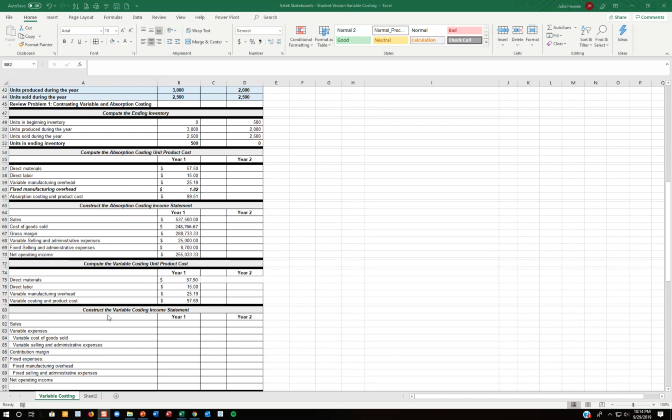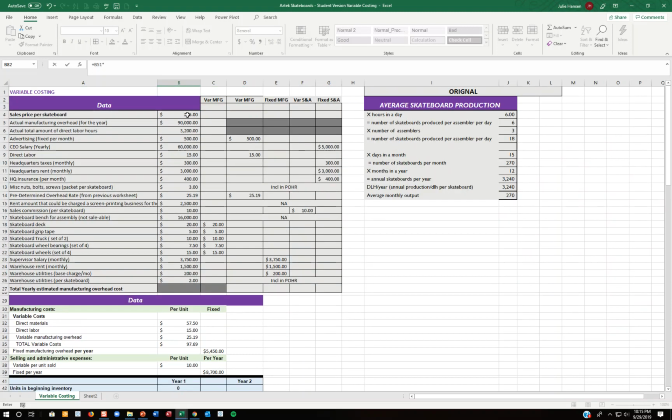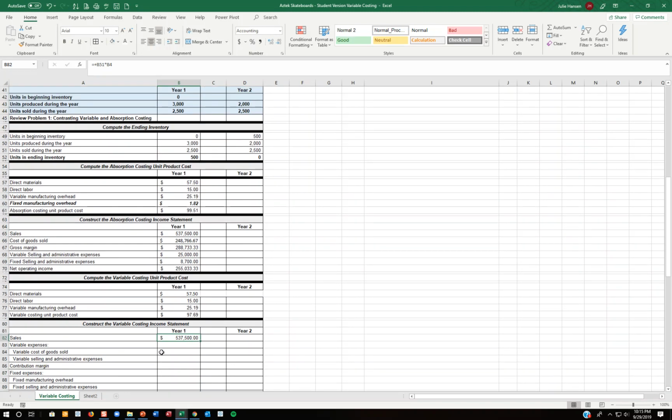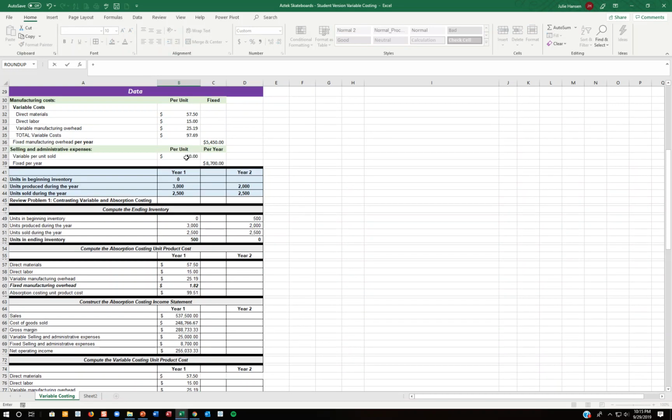So again, we're asked to make an income statement, but this time in the variable costing income statement format, which means that it's a contribution format. So sales, of course, won't change. We would be surprised if they did. But in this case, we've still got the same 2,500 that we have sold, and we've still sold them for $215. So you can see that the sales figures are the same. And then what about these variable costs? So here is my variable costing unit product cost times how many I sold, and there I have it. And then here's my variable selling and administrative. Okay, so that is the $10 times how many I've sold.